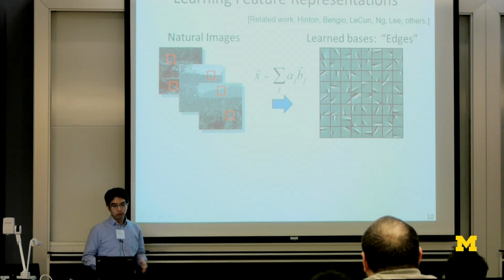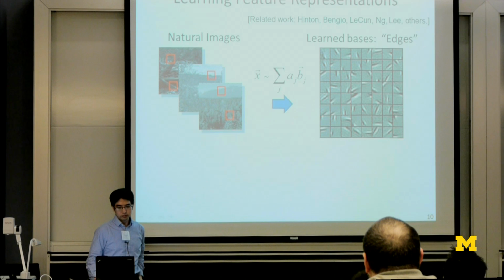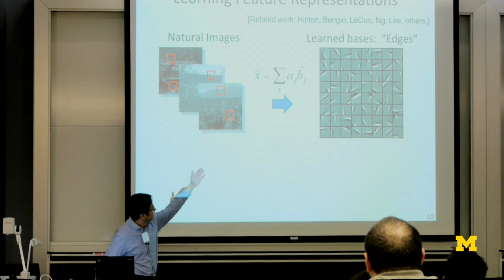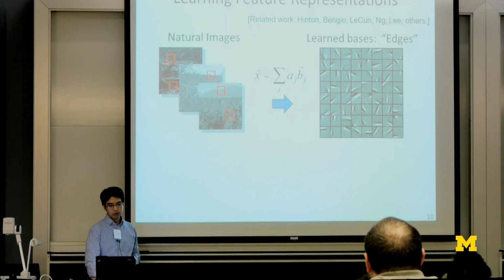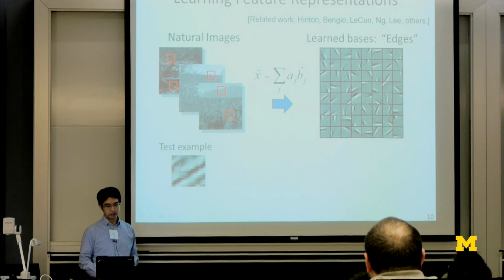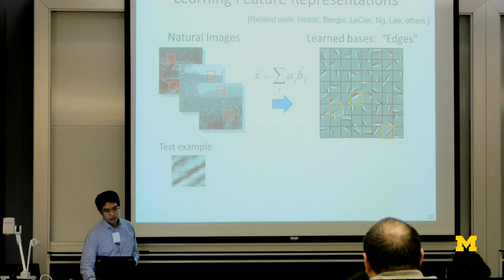And with some additional constraints such as imposing sparsity, we can actually learn some features. On the right-hand side, I'm showing some set of basis vectors. So the meaning of this learning is as follows. Given some new test example, we can try to decompose it into some sparse combination of these bases.